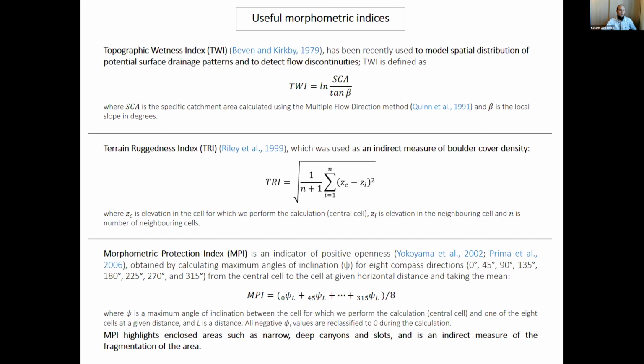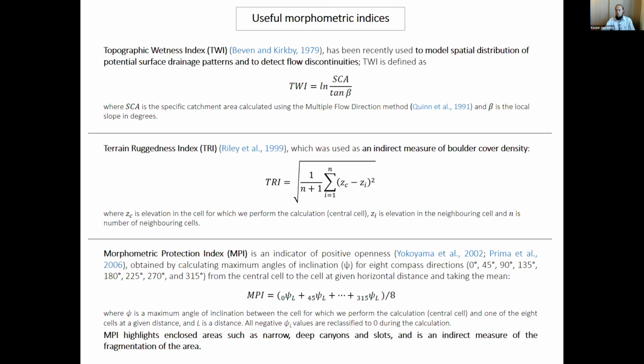The topographic wetness index, which we use to model spatial distribution of potential surface drainage patterns. And the second one is terrain ruggedness index, which we use as an indirect measure of boulder cover density. And the third one is morphometric protection index, an indicator of positive openness, and it highlights very well enclosed areas such as narrow, deep canyons and slots, and is an indirect measure of the fragmentation of the area.